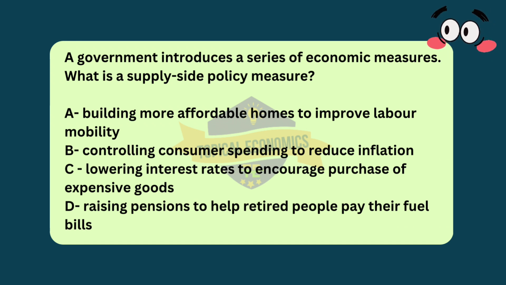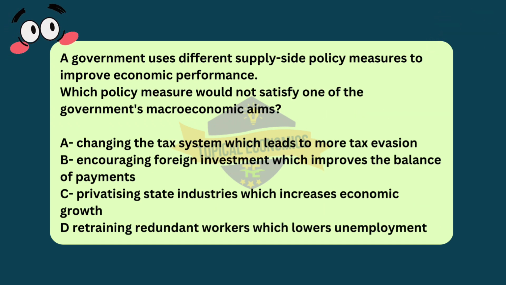Analyzing the other options. Option B, controlling consumer spending to reduce inflation, is more of a demand-side measure, as it involves managing demand in the economy. Next, option C, lowering interest rates to encourage purchase of expensive goods, is a monetary policy tool that affects demand, not supply. Lastly, option D, raising pensions to help retired people pay their fuel bills, is a welfare measure, not a supply-side policy. Moving to question 2.